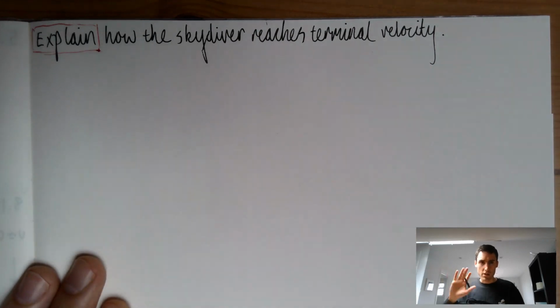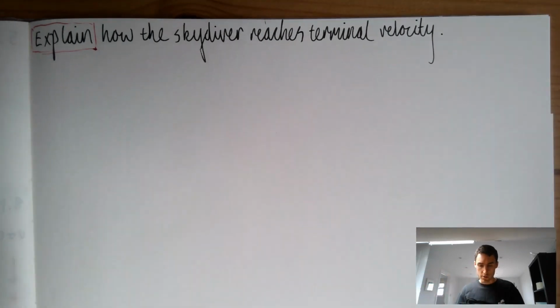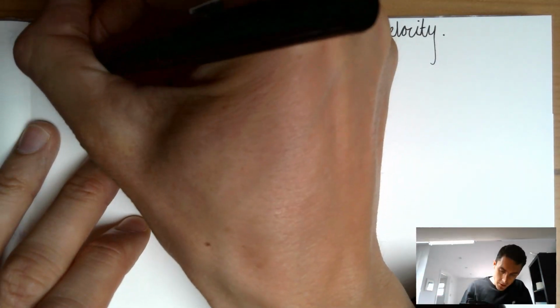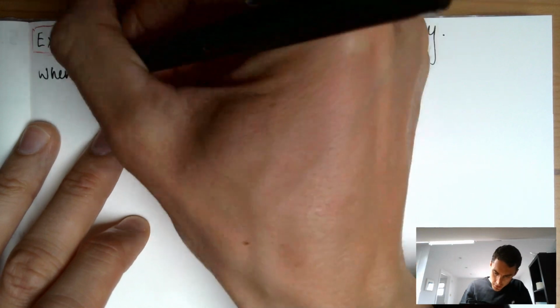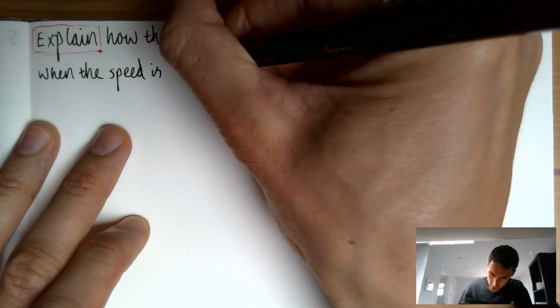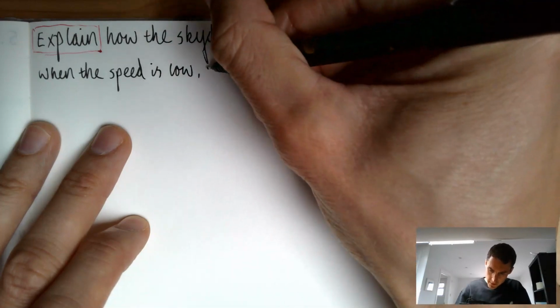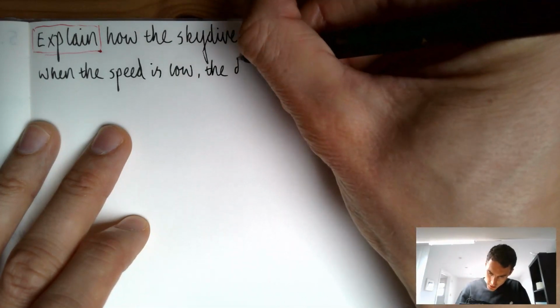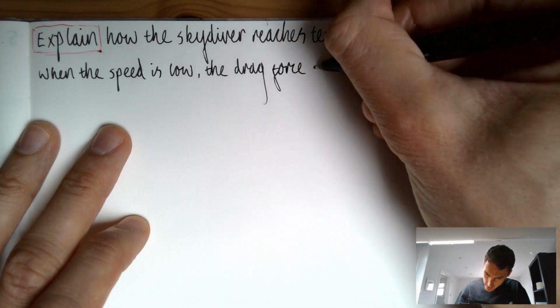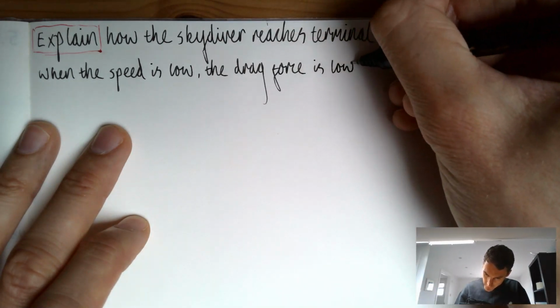And I'm not going to go into the overall cause and overall effect here, because it's Key Stage 3, I just want to get students writing. So I'm going to say when the speed is low, comma, the drag force is low, full stop.